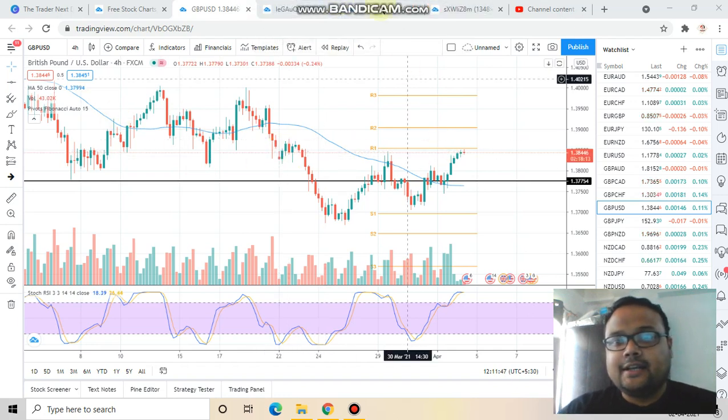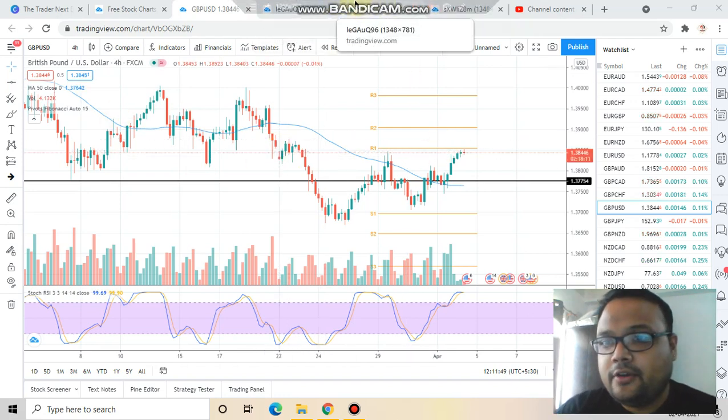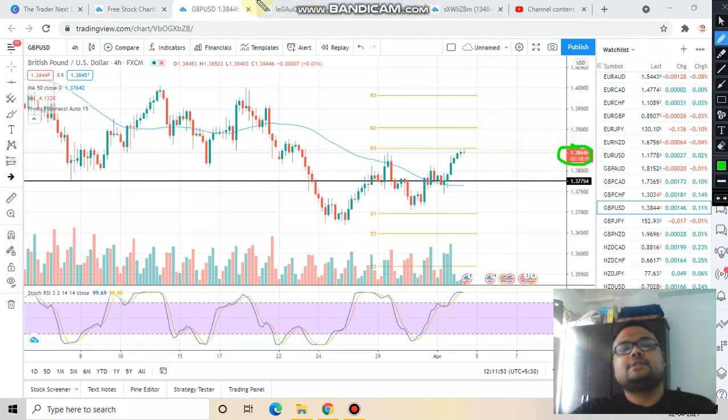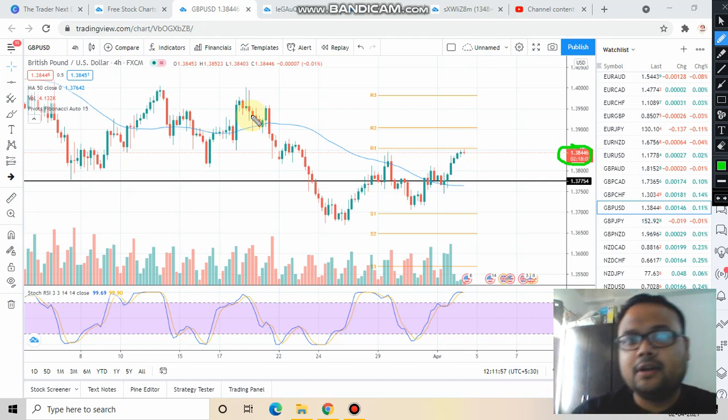As you can see, right now market is trading at 1.3844. This is the current market price. As you can see, market is neither in uptrend or downtrend. The chart is not that beautiful. Okay, so what do we need to do?